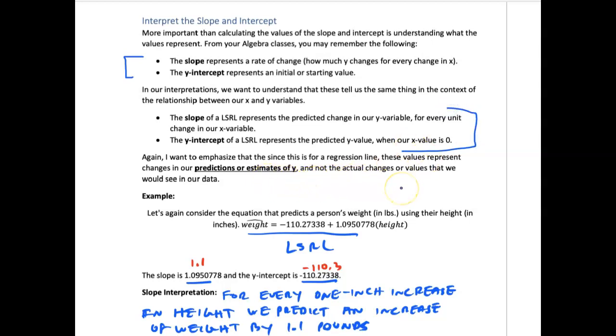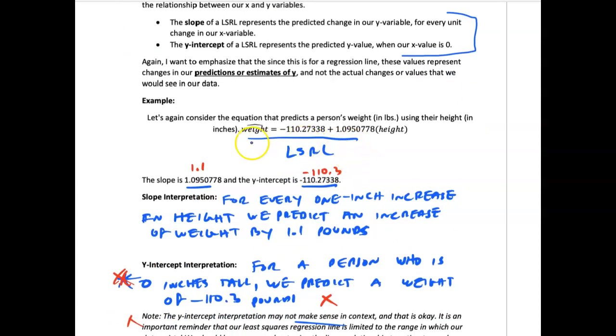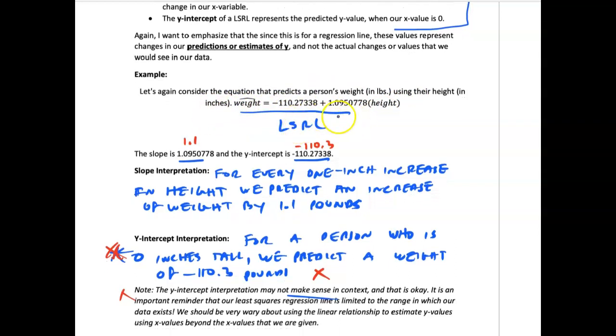But again, we're going to use these equations to make predictions or get estimates for a y value. So something to keep in mind. Again, that's given we have a correlation. So back to this one here, let's consider again the equation that predicts a person's weight when we know their height. It's a little bit of a typo there. This is the least squares regression.